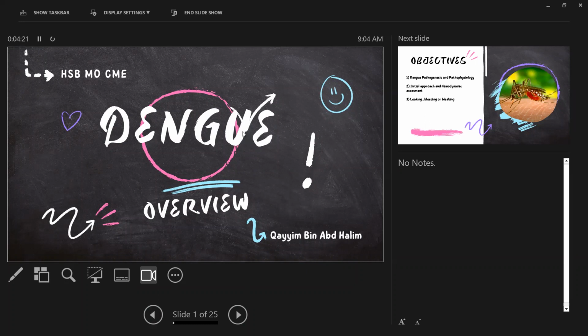Okay, thank you. So we will go with dengue overview. This is revision. Most of us already master dengue. We see dengue almost every day, and nowadays dengue is everywhere. Every patient coming to the ED, we have to suspect dengue, but that does not mean we have to take NS1 combo for every patient. Just a high index of suspicion.